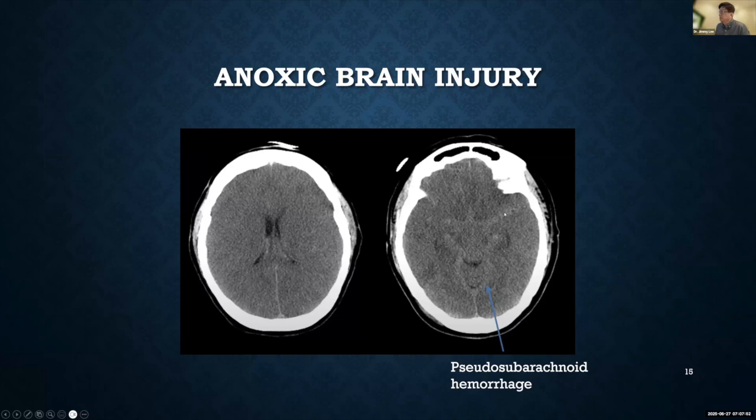Same thing with the vessels here. It looks like it's blood, but it's not. Or bleeding, it's not, yeah.